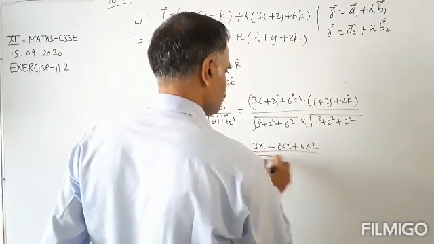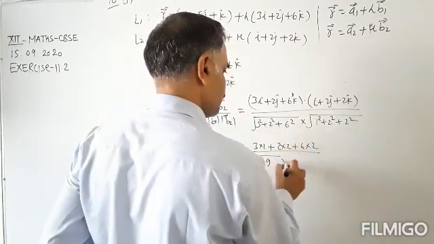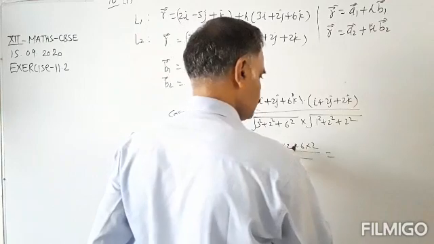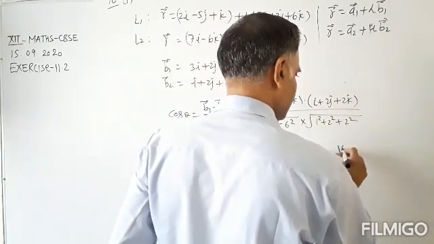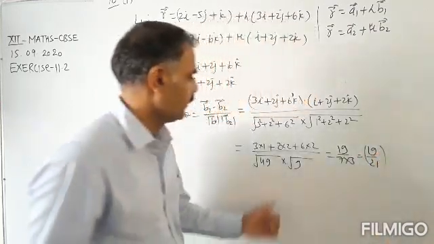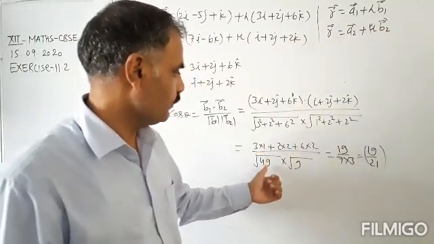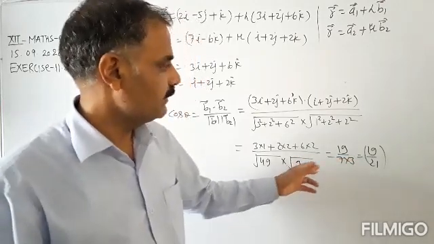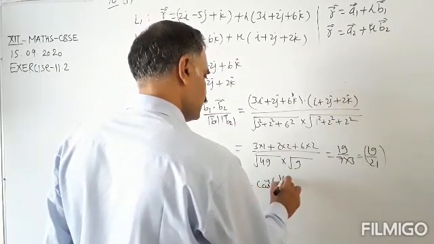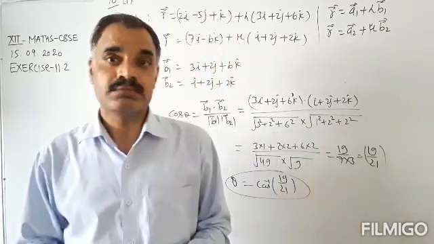upon under root (9 plus 4 plus 36) into under root (1 plus 4 plus 4), that is under root 49 multiplied by under root 9. So 3 plus 4 plus 12 is 19, upon 7 into 3, that is 19 upon 21. So theta equals cos inverse 19 upon 21. This is the angle between two lines.